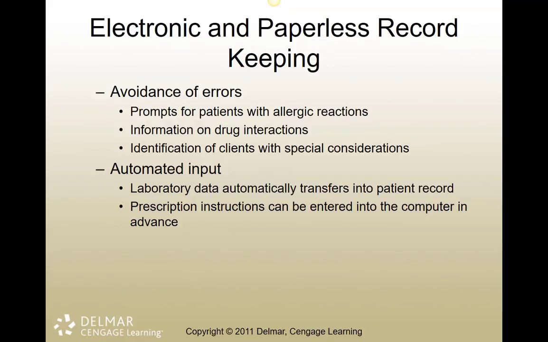We can avoid errors by prompting animals that have allergic reactions. It can actually look for drug interactions. And then it can identify clients with special considerations. Once again, that elderly person that might have trouble opening a regular child-proof bottle, you might need to know to swap that top around to where it's easier for them to open it up. And then it can actually put in other things such as laboratory data and prescription instructions can be put in the computers in advance, and they can actually be filled out in advance. So you can have a standard prescription for a drug for a certain weight range on an animal already done, and all you have to do is just click on that one, how many tablets, and it'll automatically fill out and populate the information for you.